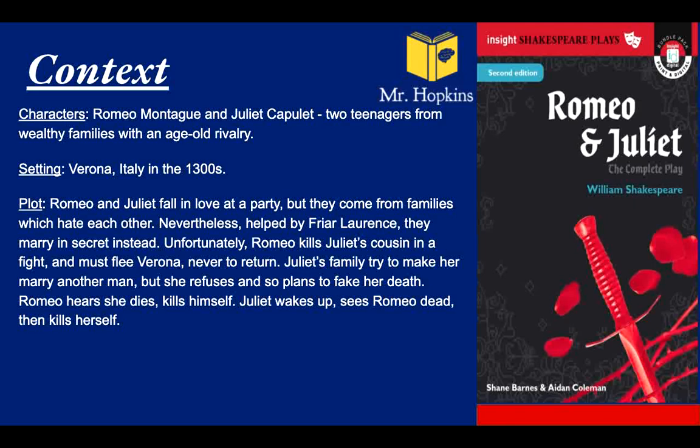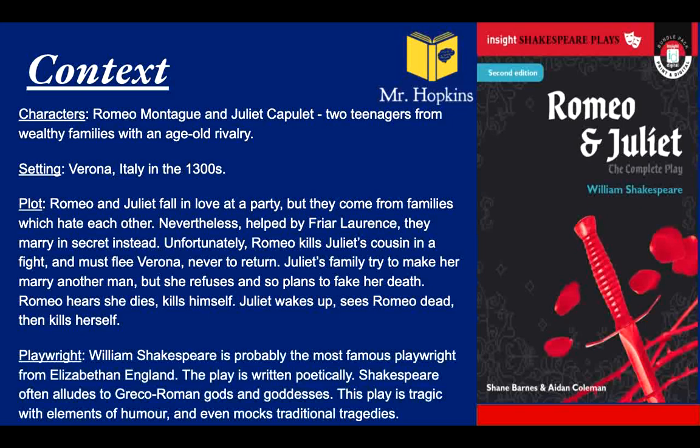He's banished. Juliet's family try to make her marry another man called Paris, but she refuses, and so she plans to fake her death with the help of Friar Lawrence. Romeo hears that she's died, even though she's just faked it, so he goes there and kills himself. Juliet wakes up, sees Romeo's dead body, and then she kills herself. It's very tragic. Now, William Shakespeare is probably the most famous playwright, and he lived during Elizabethan England, the time in England under Queen Elizabeth.